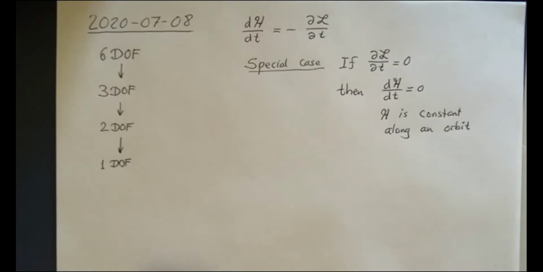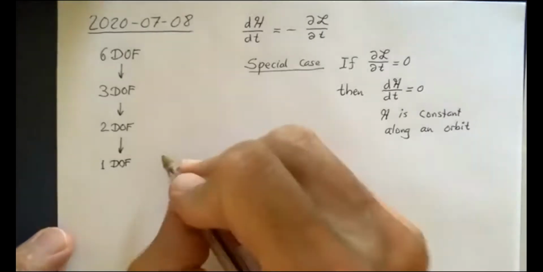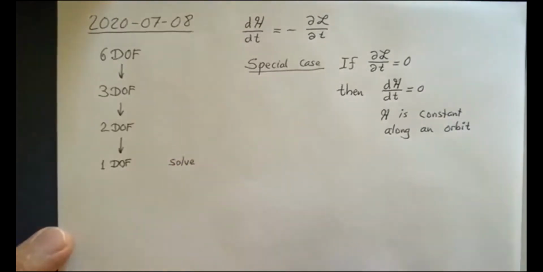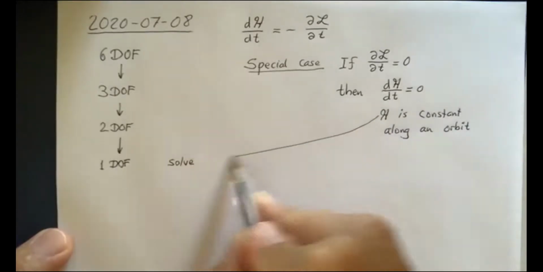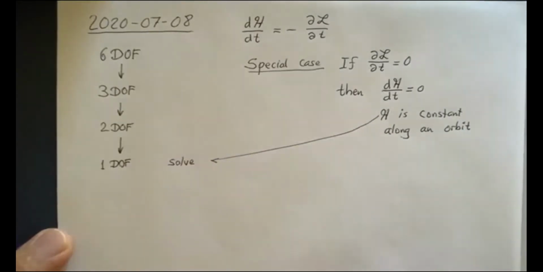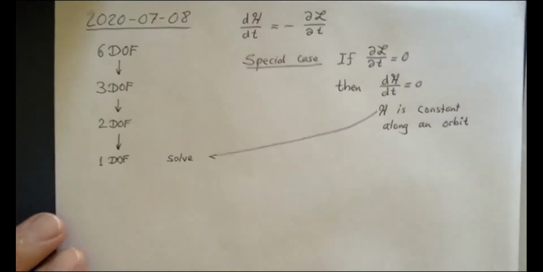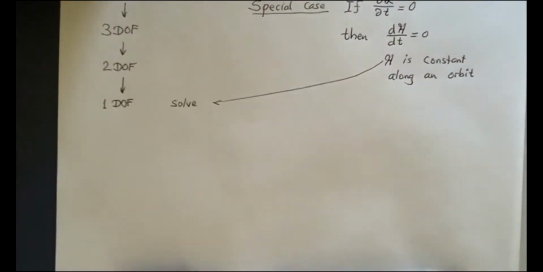And in our last meeting, we talked about this equivalent 1 degree of freedom problem and the fact that we can solve this 1 degree of freedom problem. Okay, how do we solve it? Well, really, we use this idea here. The Hamiltonian is constant along an orbit. That is to say, the total mechanical energy is conserved for this 1 degree of freedom problem. So let's take a moment to remind ourselves what we're doing.